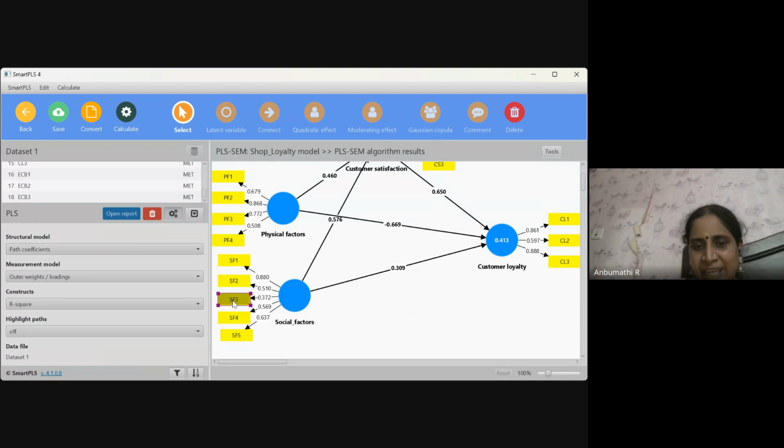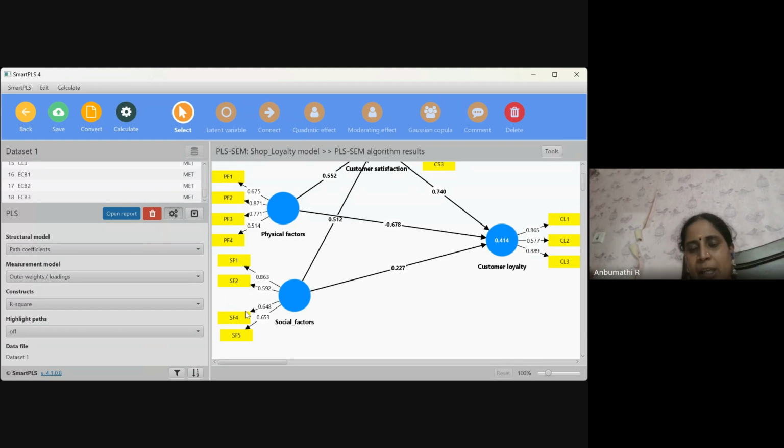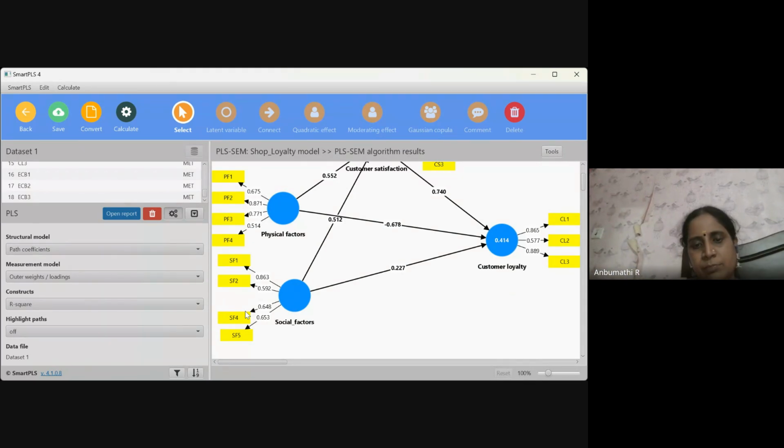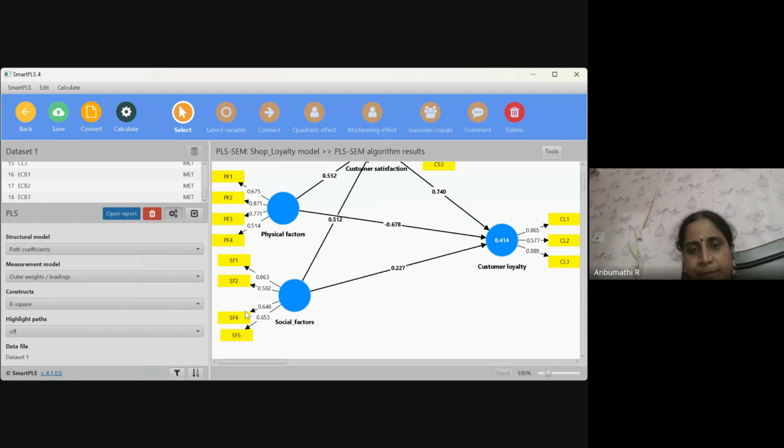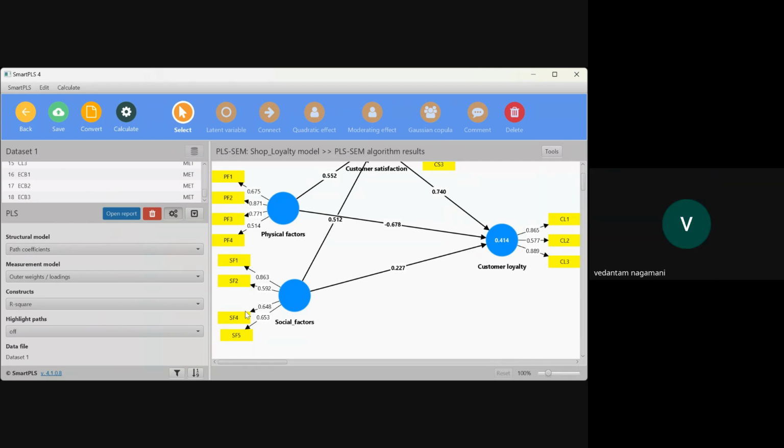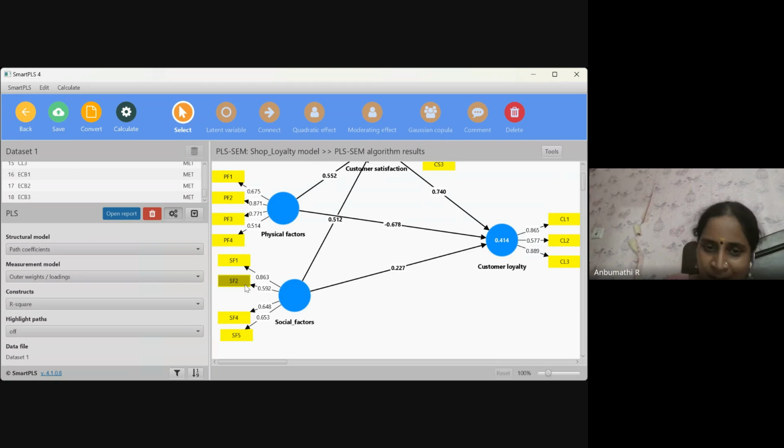You see, I have selected this SF3 and pressed delete. You can see this is 0.501 before. Now it became 0.592. It means when you remove one indicator, the other indicator which is slightly weak gains importance and becomes more powerful. That is actually good, right? Earlier it was 0.501, now it is 0.592. But that value is also less than 0.6, no, madam? That is also less than 0.6.